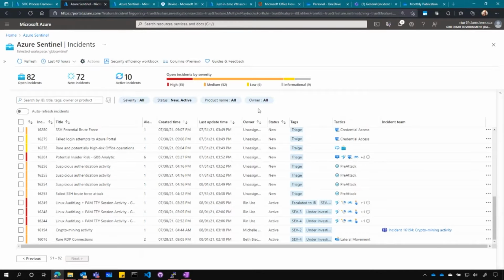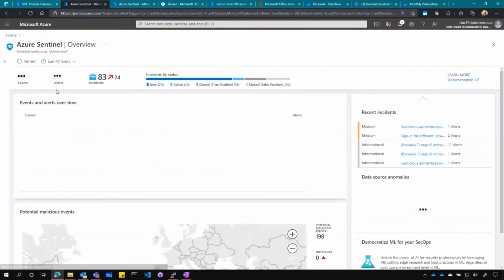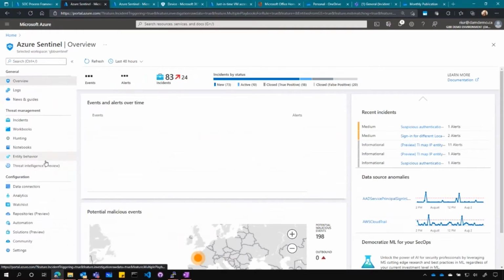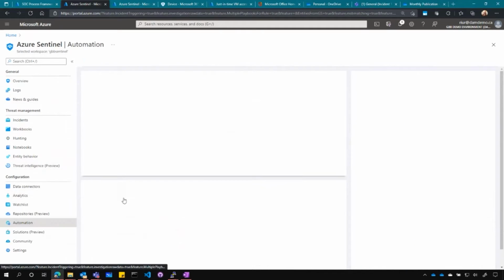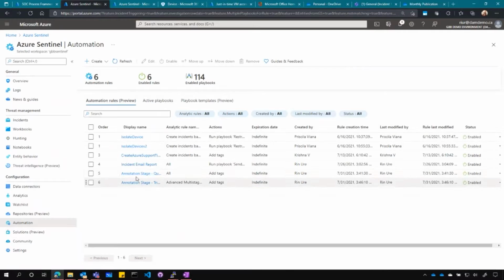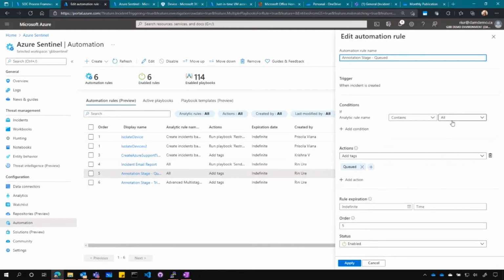So I'm going to go pull up the incidents blade. You can see some of the tags and some of the pieces that are already snapped to the incidents that are coming in here. Now, what we've done inside Azure Sentinel is give you the ability to build what we call automation. Inside the automation, we have annotation stage queued and annotation stage triage. Within the annotation stage queued, you can see that it's going to add that queued stage to the tagging of any incident that comes in, and it's looking to queue all of them up.